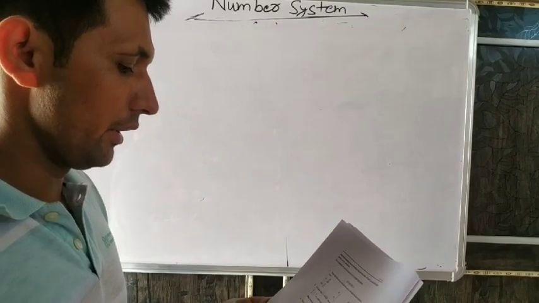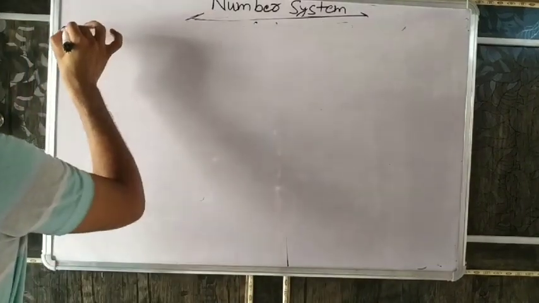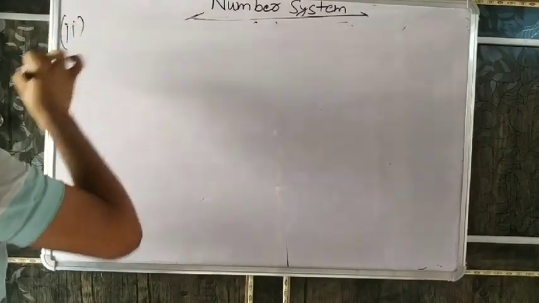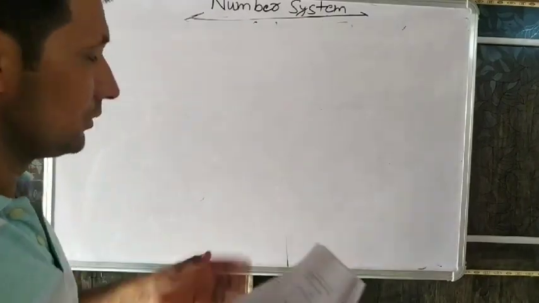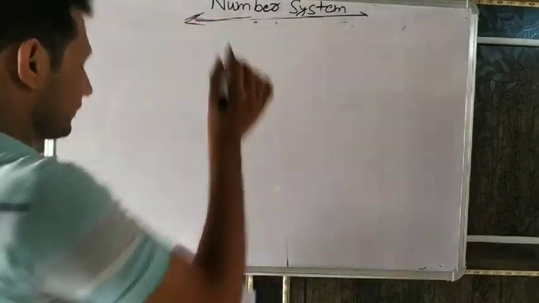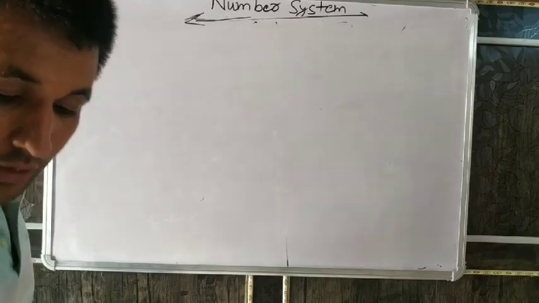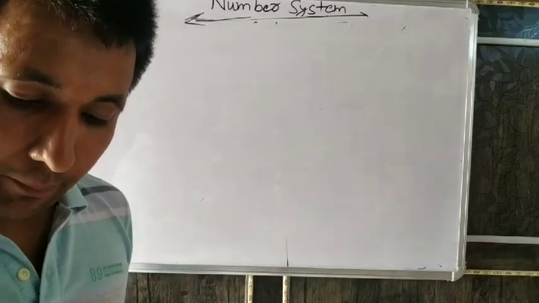Now we have already reached the third question of the second part. The second part I will explain, and the third part you do yourself. Next is: express the following in p by q form.